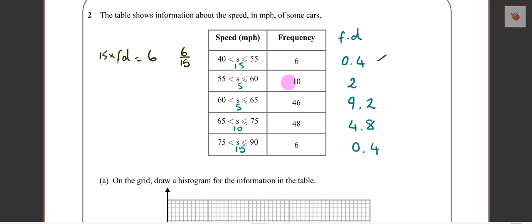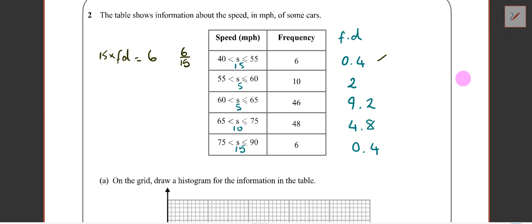The next one is 2, yeah, 10 divided by 5, no problem. 46 divided by 5, yeah, seems about right. 48 divided by 10, definitely 4.8. 6 divided by 15, well that's 0.4. We've checked that one already. So Hannah, well done, we agree with your work.